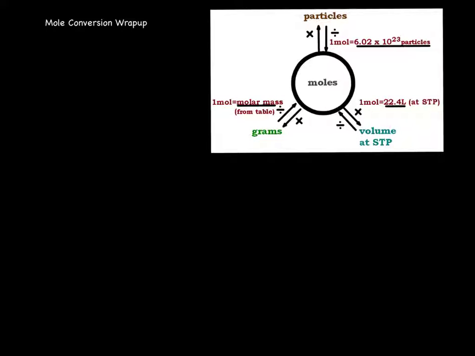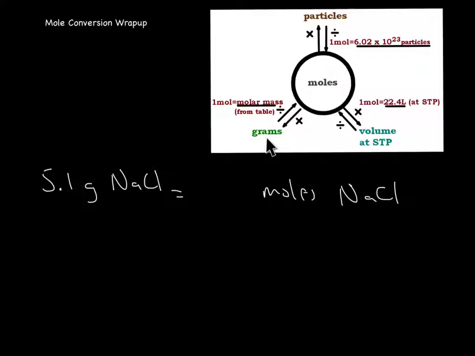So let's just say that we had 5.1 grams of NaCl, and we want to convert that to moles of NaCl. If we take a look at our chart, we have grams and we want to get to moles. And so when you're going from grams to moles, using this chart, you can see that you're going to divide. We're going this way, so we're using this arrow, divide by the molar mass.